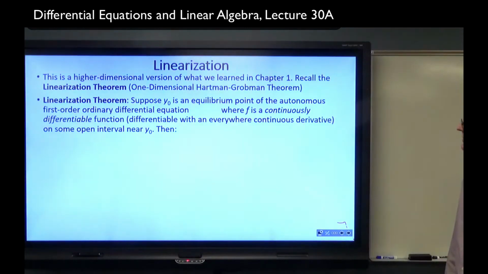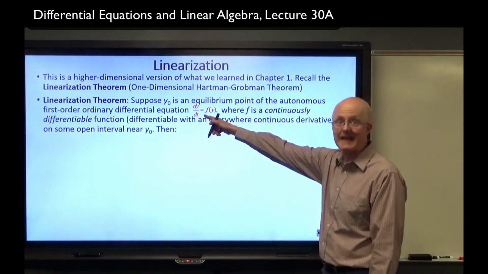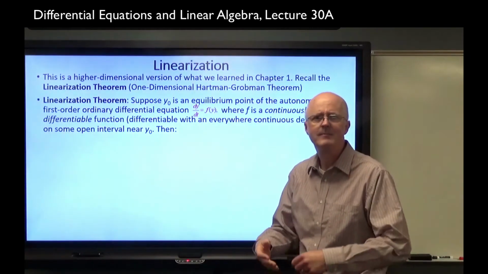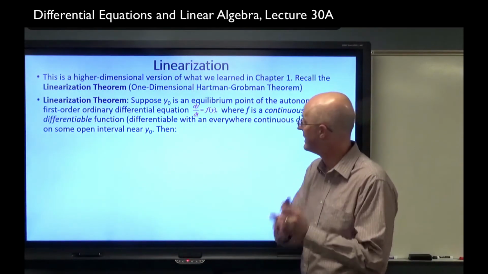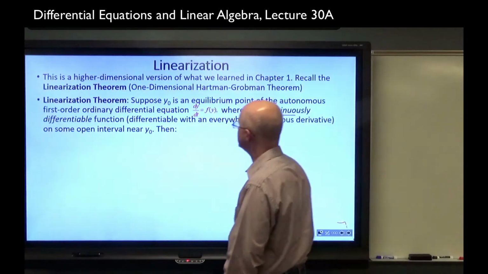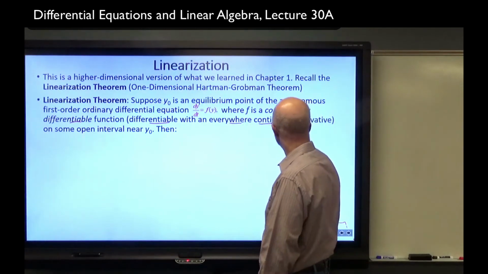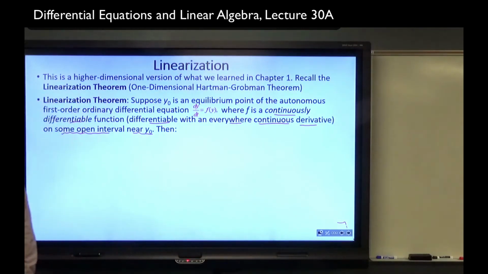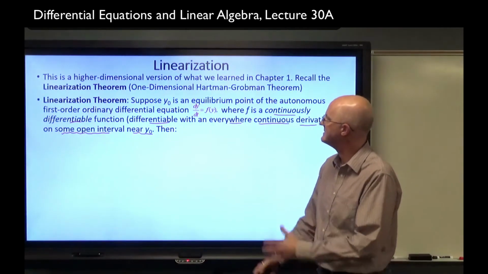What did the linearization theorem from chapter 1 say? It said, suppose y0 is an equilibrium point of an autonomous first-order differential equation. Scalar differential equation here, no vectors. dy/dt is f of y. What did we do with this kind of thing? We made slope fields, solutions in slope fields. We also made phase lines by compressing the information in the slope field onto the y-axis, where we assume f is nice. f is continuously differentiable. It's got a derivative everywhere, and that derivative is continuous everywhere, on some open interval near y0. It could be a small interval, but as long as it's some open interval containing the point y0, the initial value of y, then this is fine.